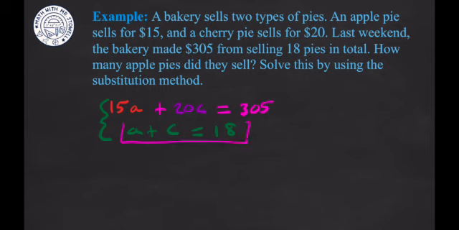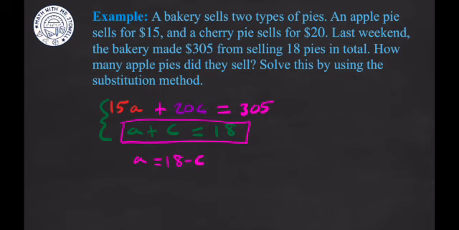Let's take this a plus c equals 18. It doesn't matter which one you solve for because both of them have a 1 in front. If either of these did not have a 1, we could still do it, but it's easier if you solve out for one of the variables that already has a coefficient of 1. So let's solve for a. If we solve for a, this would be a equals 18 minus c.